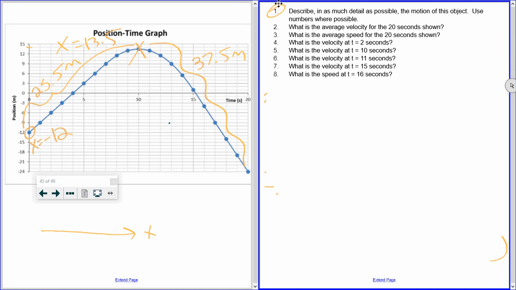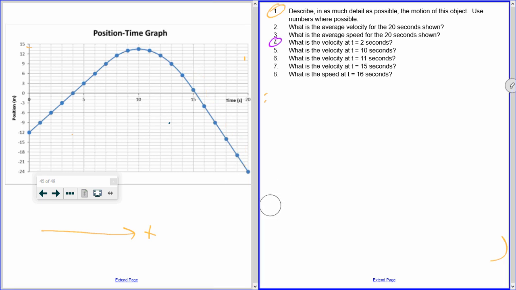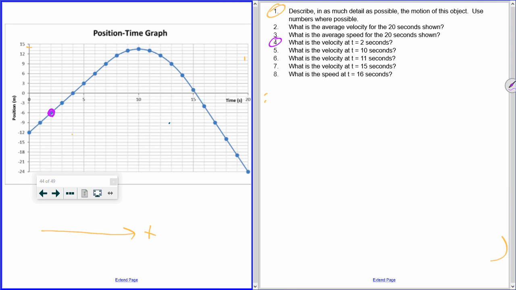So let's see. Number 4 wants the velocity at t equals 2 seconds. Well, what I want is the instantaneous slope, right? Because that's asking for an instantaneous velocity. So I want the instantaneous slope right here at 2 seconds, right? Oh, but this is a straight line, so I really just want the slope of this line, right? And just by counting, we can see that every 1 second, our position increases by 3. So that was just 3 meters a second.